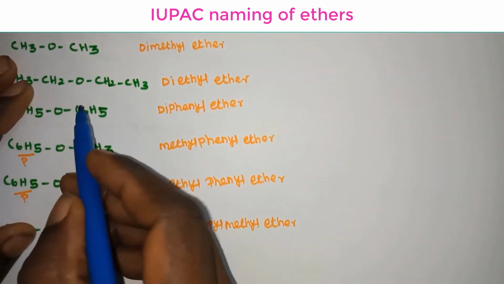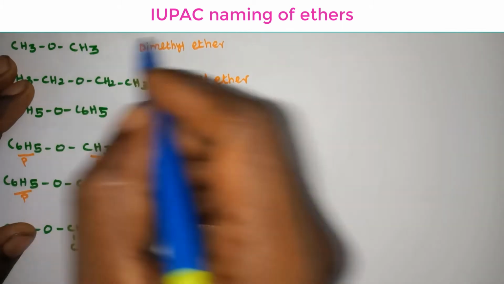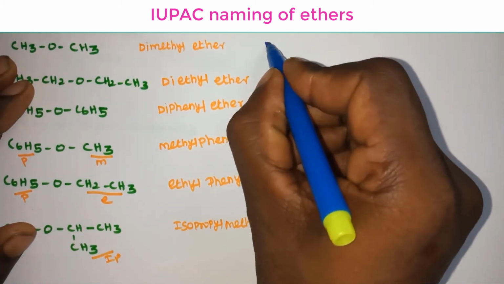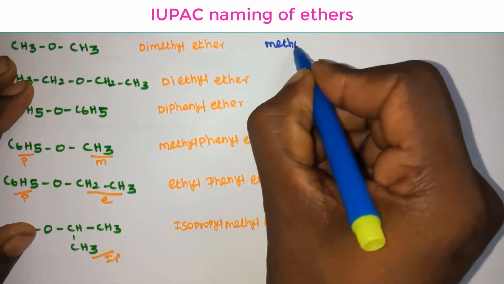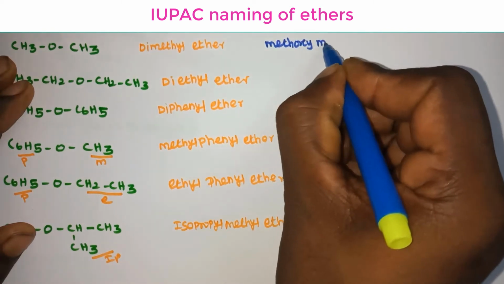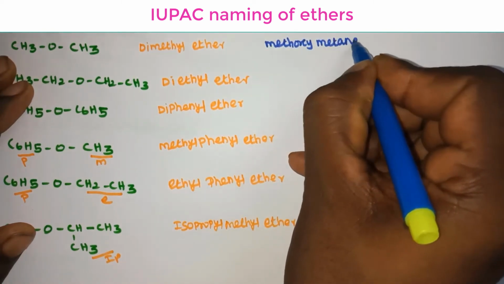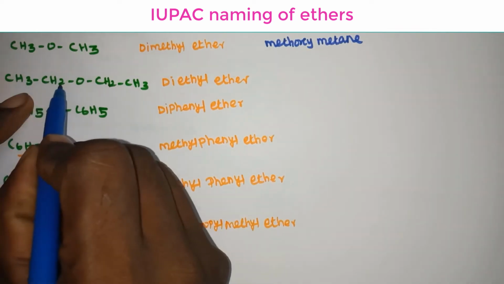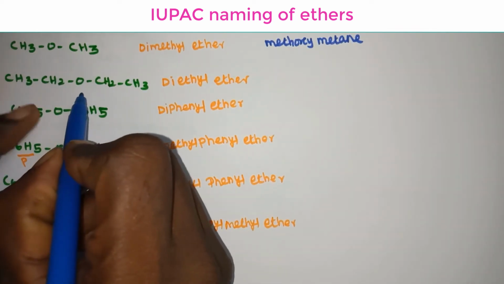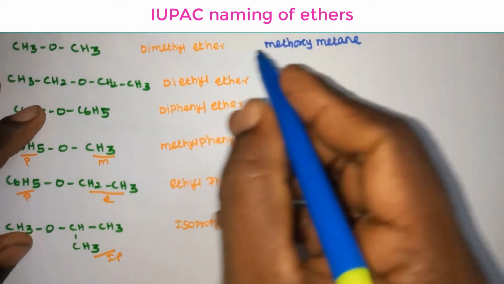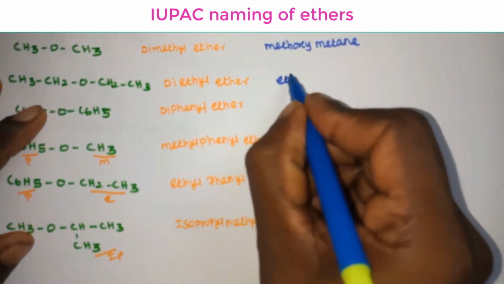CH3O is a methoxy group. One remaining carbon is present, so methoxymethane. Next, when the ethyl group is joined with the oxygen, it is ethoxy, and the remaining two carbons are present, so ethoxyethane.